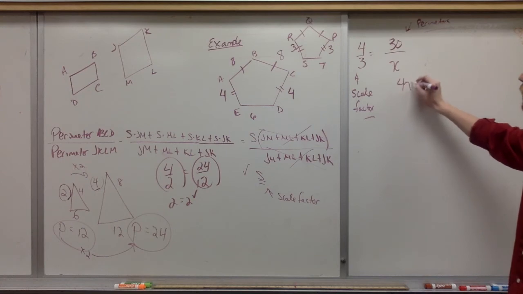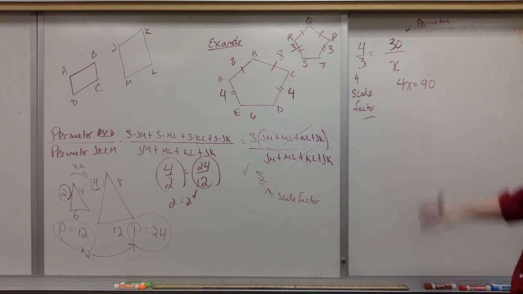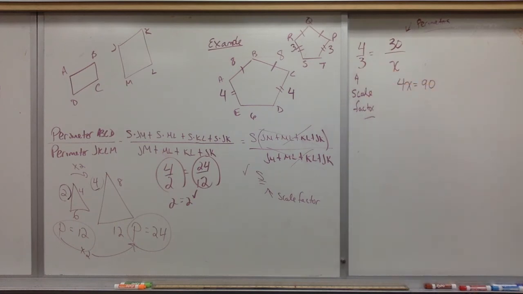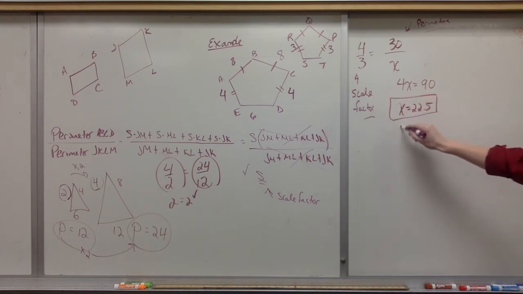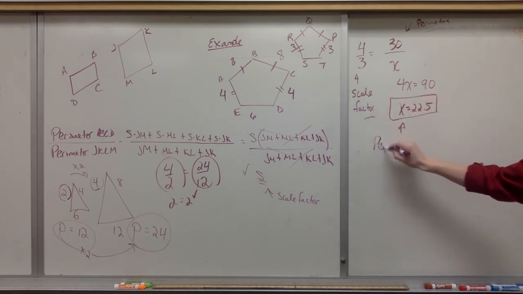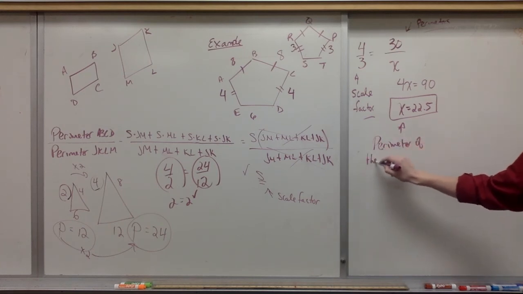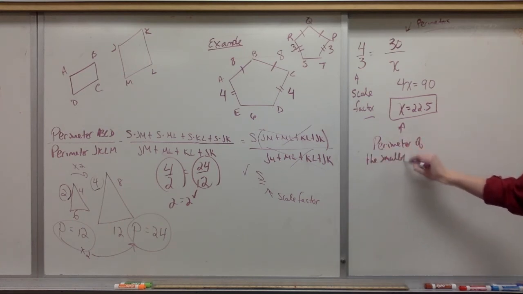Cross multiply, we get 4x equals 90, right? 3 times 30, 4 times x, okay? And we get x to be 22.5. So this would be the perimeter of the smaller polygon.